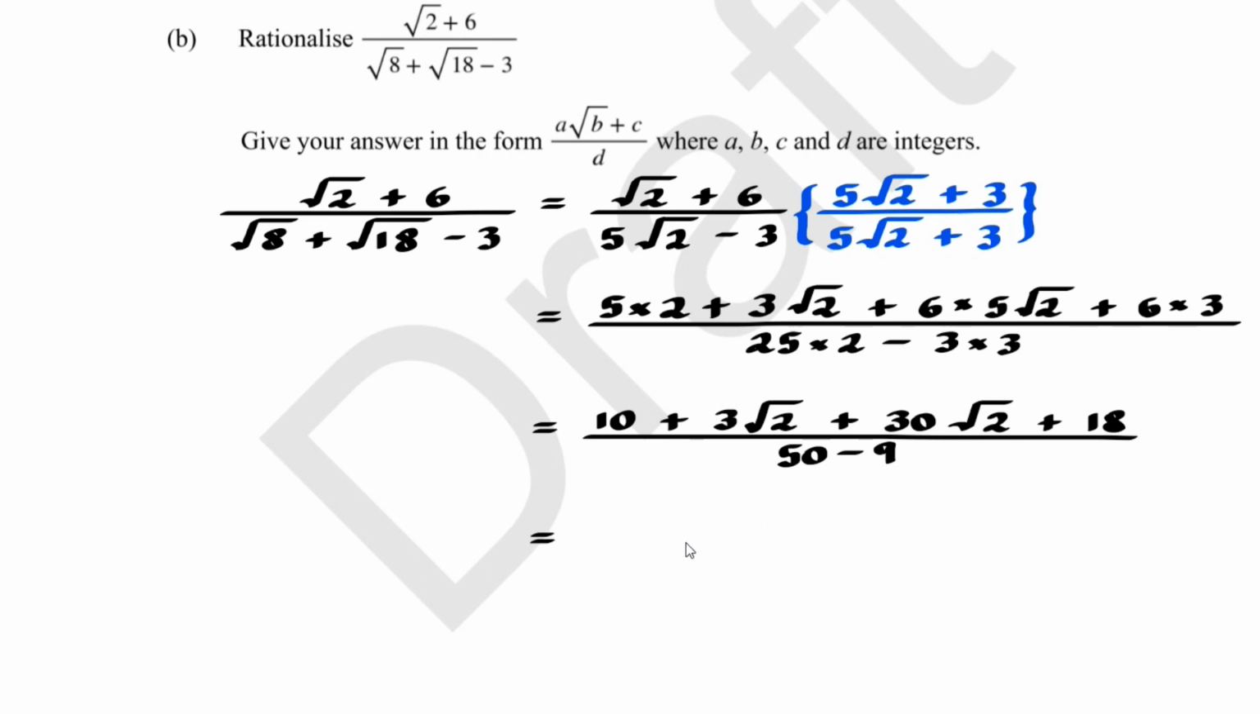So if we work all of this out, 3 root 2 plus 30 root 2 is 33 root 2. Then we have 10 plus 18, which is 28. And then we divide this by 50 subtract 9, which is 41. And therefore, root 2 plus 6 over root 8 plus root 18 subtract 3 is equal to 33 root 2 plus 28 all over 41.